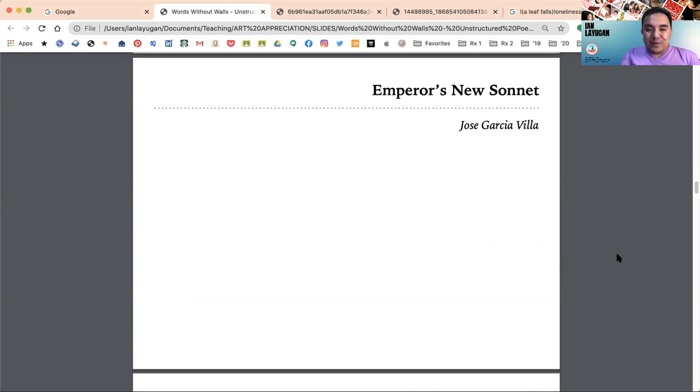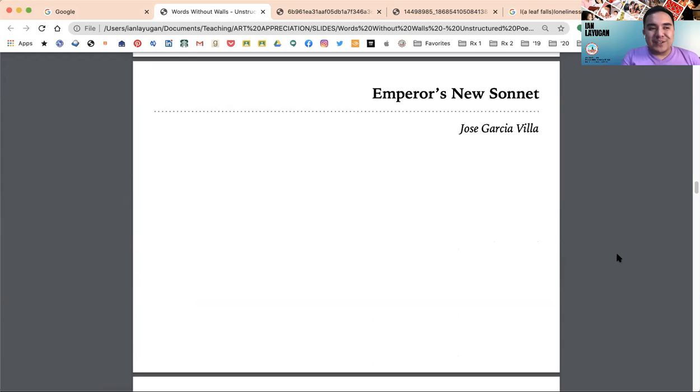Another that is very famous, of course, was Worse Than Bashful Ones. It's entitled Emperor's New Sonnet by Jose Garcia Villa. Now, I don't know if everybody knows or everybody has an idea about the story of the emperor's new clothes, but that is a very famous children's story. I myself heard it from my mom when I was a child.